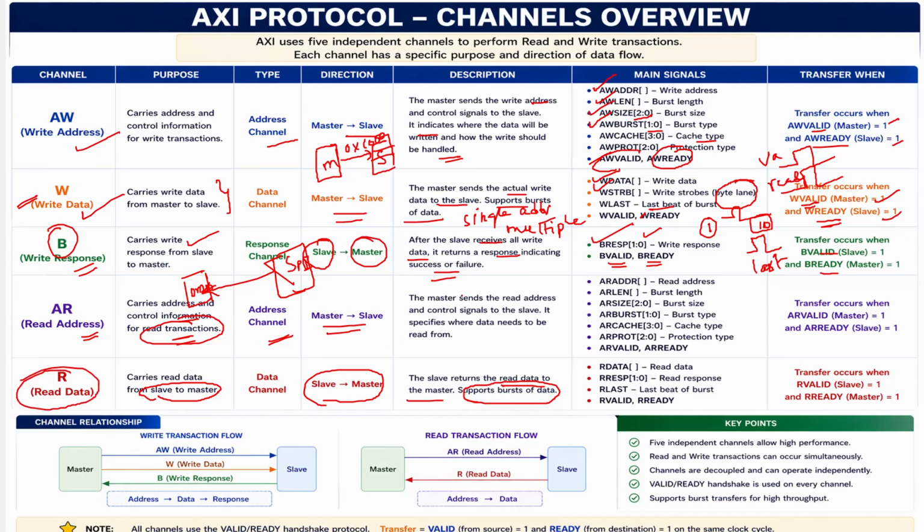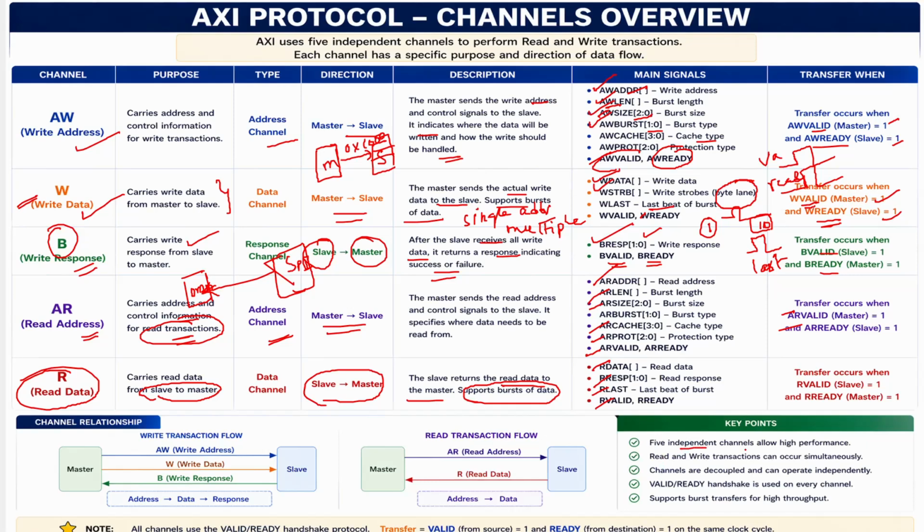So what are the common signals in the read address channel? Same as AW address, there is AR address. Similarly, AW length and AR length, AW size and AR size. Whatever signals are in the write address channel, the same signals will be there in the read address channel. Then AR protect, AR valid and ready. Both valid and ready should be one, only then will the transfer take place. And in the read data channel, read response, R last, R valid and R ready. So these are the key points.